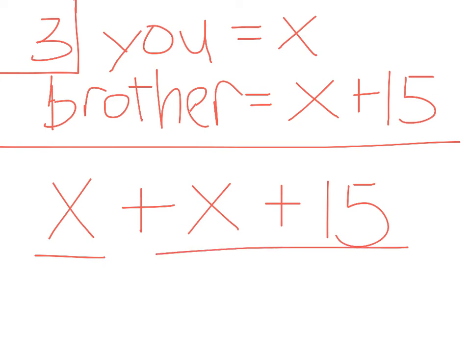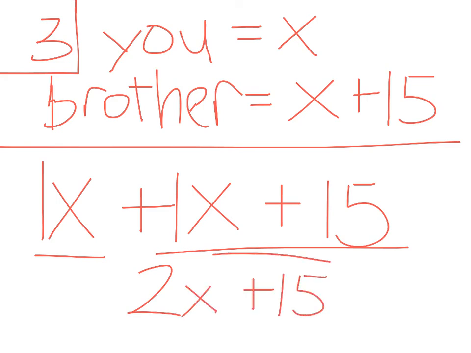If you add all those together, this is where we combine like terms. It's really pretty simple after that. This is a pretty easy one. You end up adding your like terms together, and you get 2x plus 15. That is the total number of cards.